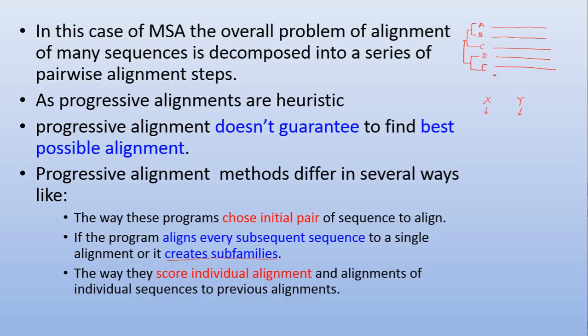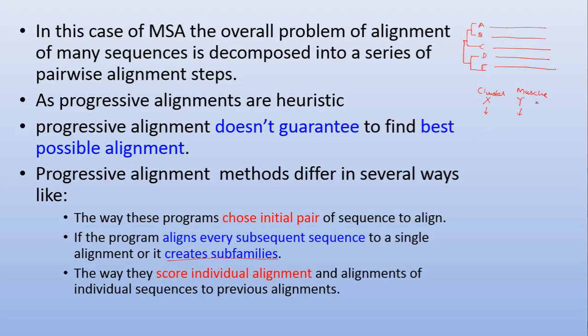So there are many programs in progressive strategies, for example, Clustal, Muscle, T-Coffee, and so on and so forth. These are different programs that are based on progressive strategies, and they can differ in these three ways that we have discussed so far.